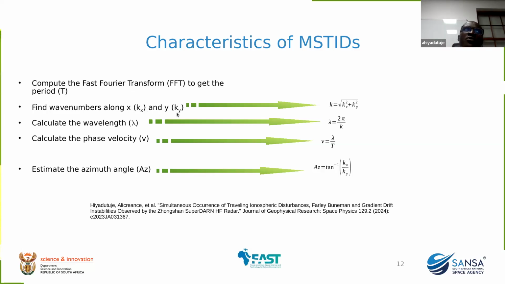That means you are assuming that those waves are moving in a plane. So along X and along Y, you can calculate the resultant wave number by using this formula. Then you can calculate your wavelength by using this formula, 2 pi divided by that wave number. After you get the wavelength, you can divide it by the period obtained using FFT, and then you get the phase velocity. Lastly, you can find the propagating direction: in which direction are those waves propagating? You use the inverse tangent, arctan, of kx divided by ky, and you get the propagation direction, starting from your x direction. Your reference point will be your x direction.